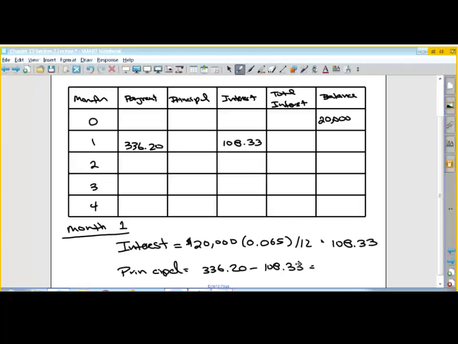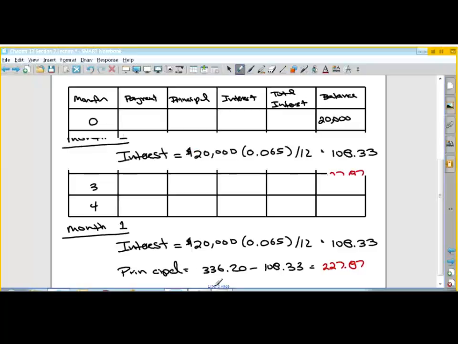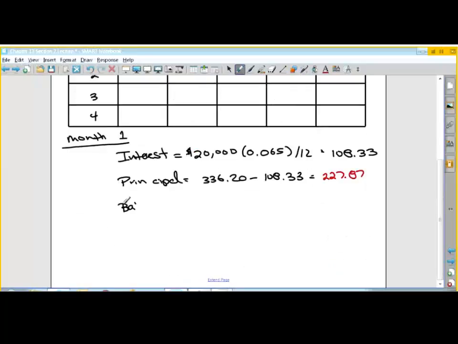So let me make that a different color. So it's $227.87. So that goes here. My total interest right now is just the amount that I just put in there. It's $108.33. And then the final thing is you update the balance.